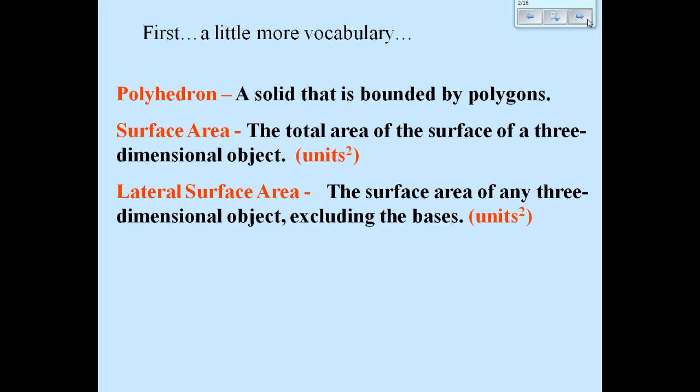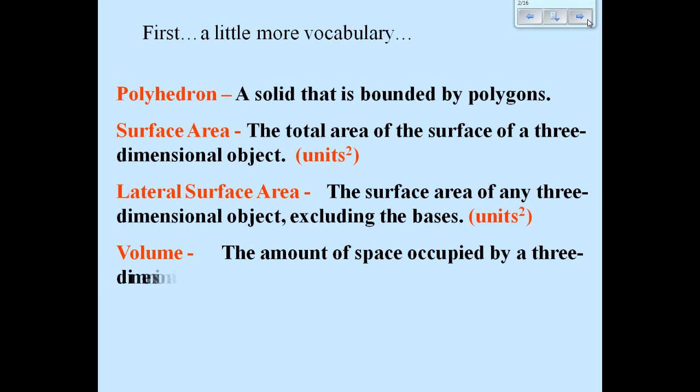So that's kind of like if you're painting a house. Okay, you don't do the roof and you don't do underneath the house. Then the volume is the amount of space occupied by a three-dimensional object. And that, again, is what you would need to fill a pool or something like that. And that is in units cubed.